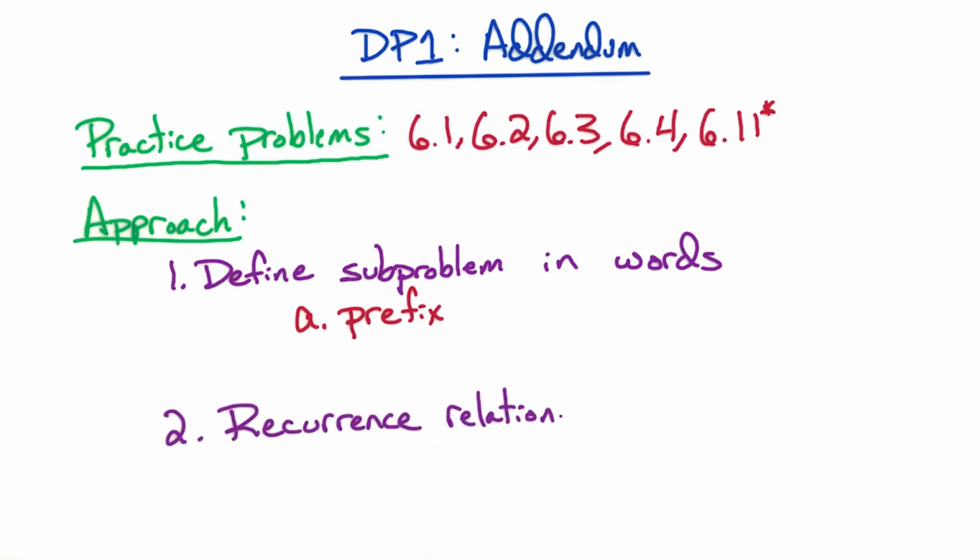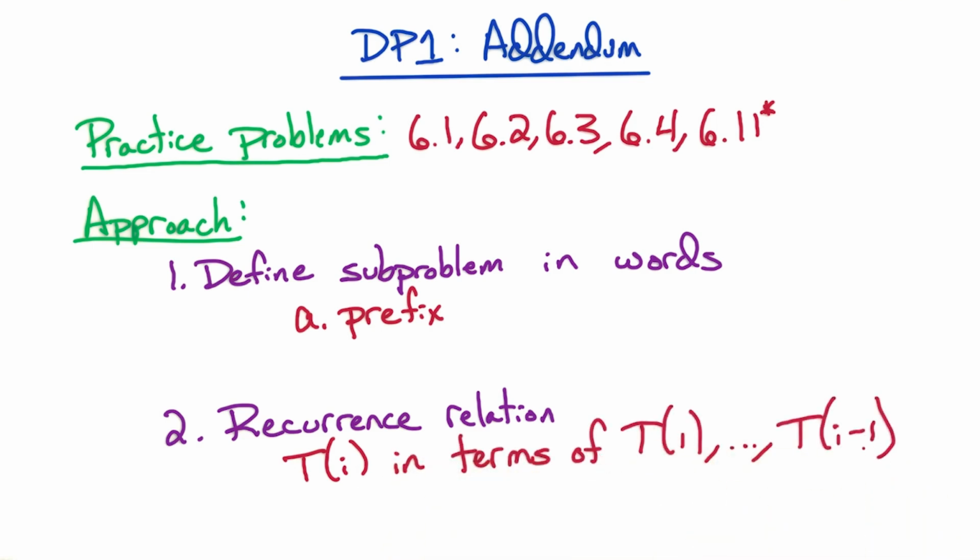The second step is to define a recurrence relation. If you have a one-dimensional table, then you want to express T of i, or the ith entry of this one-dimensional table, in terms of smaller subproblems, T1 through T i minus 1. This is what we did for LCS, though in that case it was a two-dimensional table.